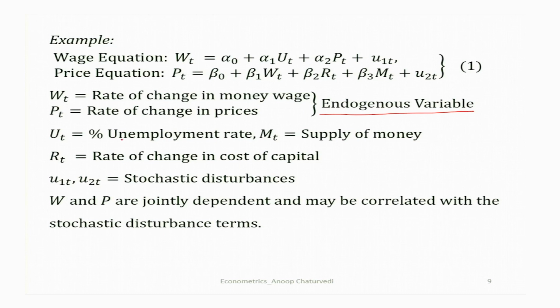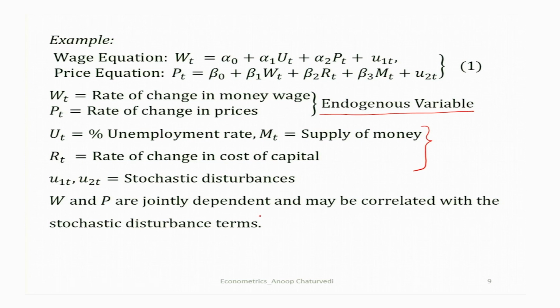Then U t is the percentage unemployment rate, M is the supply of money, R is the rate of change in cost of capital, and U 1 and U 2 are the stochastic disturbances. So, these three variables are the exogenous variables or predetermined variables, and apart from these variables you also have intercept term here. So, intercept term is also predetermined. So, W and P are jointly dependent and may be correlated with the stochastic disturbance terms.